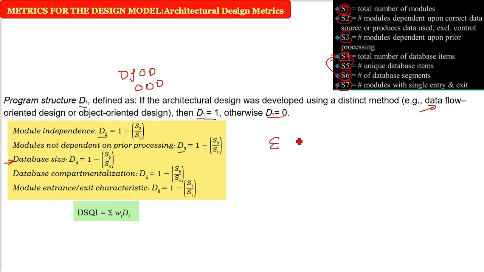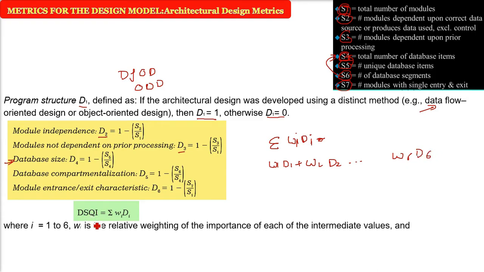And DSQI will be simply the sum of W_i D_i, where i is the subscript. That is, you have to do W1 D1, W2 D2, and so on. Now you'll ask, what is W? W is simply the weight given to each of these D's. This is a relative weight. If you say module interdependence is very important, you give it a higher weight. Database size is important, so it gets a weight. If module entrance and exit is not very important, it gets a lesser weight. The sum of W_i should be 1.